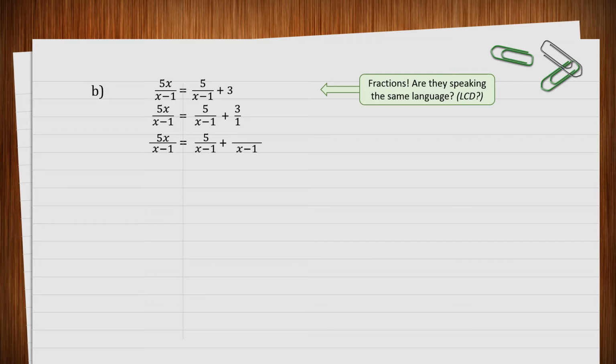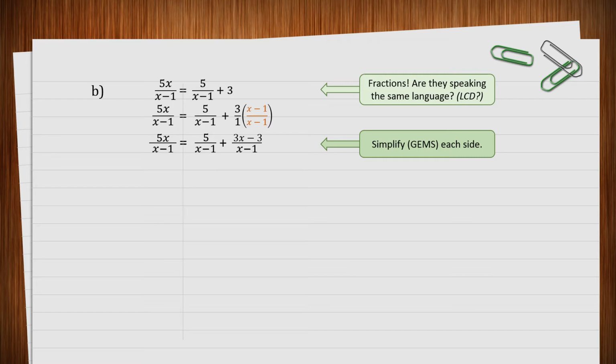But the 3 over 1 does not have the common denominator. So we will need to multiply the top and the bottom by x minus 1. And when we do that, we must distribute the 3 in the numerator: 3 times x and 3 times negative 1. From here, we are now going to simplify each side of the equation. On the left side, there's nothing to simplify.